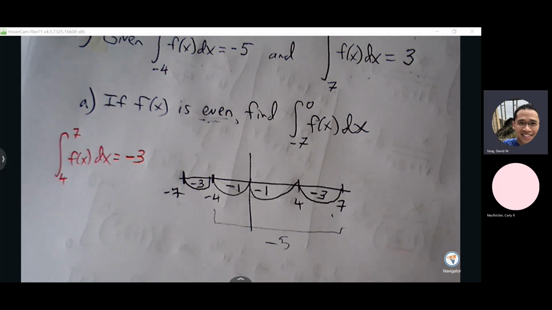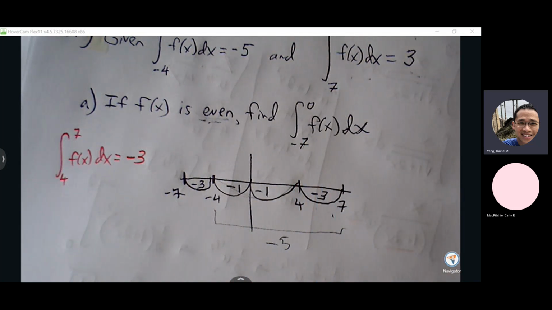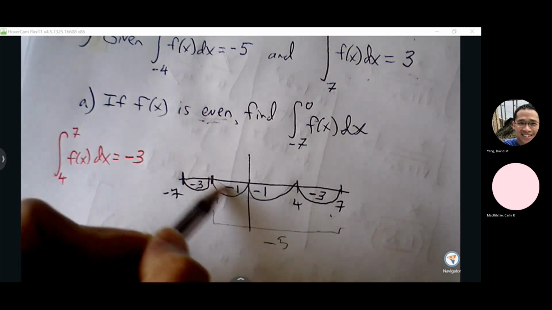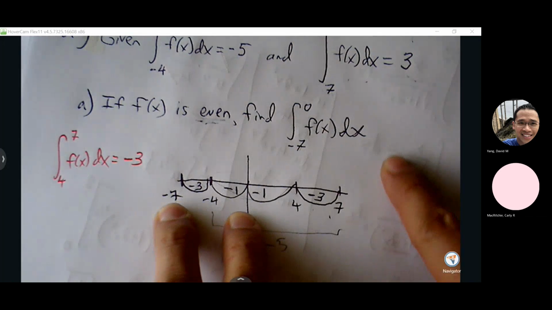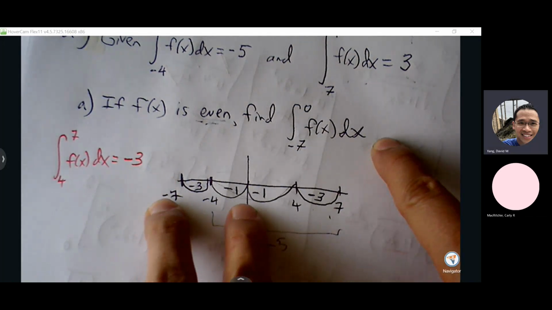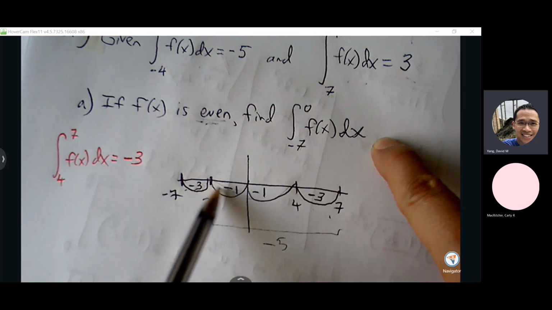So now that you have the graph in front of you, now I can figure out what -7 to 0 is going to be. What's from -7 to 0? What are the areas added together? -4.